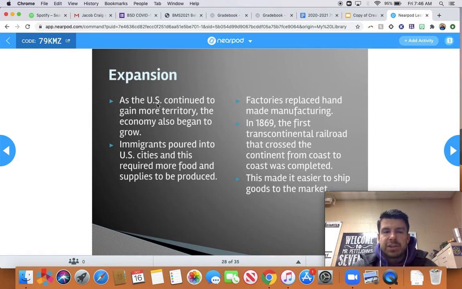So, as the U.S. continued to gain more territory, the economy also began to grow. Immigration poured into U.S. cities. This required more food and supplies to be produced. Factories replaced handmade manufacturing. In 1869, the first Transcontinental Railroad crossed the continent from coast to coast. This made it easier to ship goods to the market.